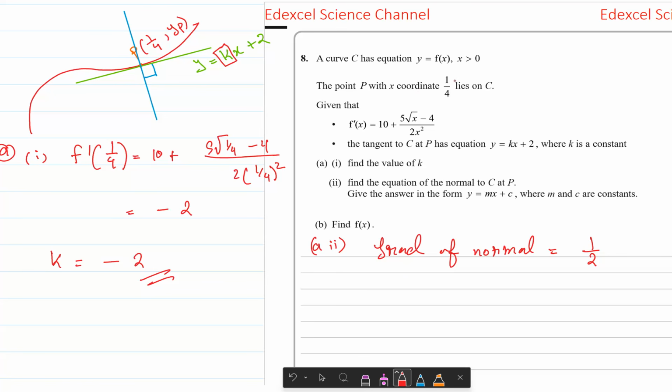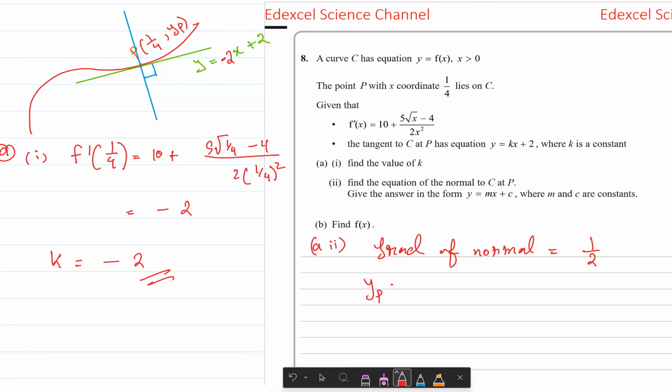And I know the x coordinate of point P, so I can find the y value of point P using this equation. Let me remove this. I can write down y equals -2x plus 2. I know this equation and it touches point P. So if I plug in 1 over 4 into this equation, it will give me the y coordinate of point P.